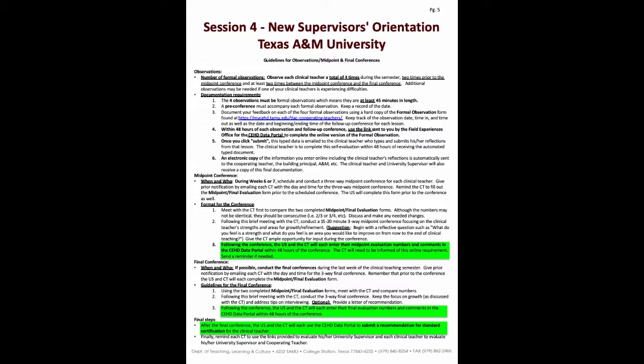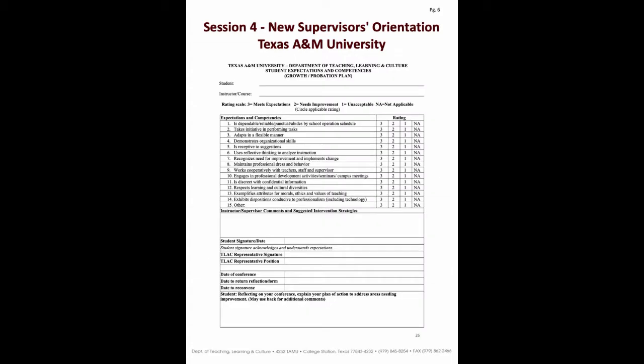For this reason, I refer to it as your go-to page on documentation requirements for observations and or midpoint final conferences. With a few exceptions, everything on this page has already been mentioned during this audio session. So we will go to the next slide at this time.